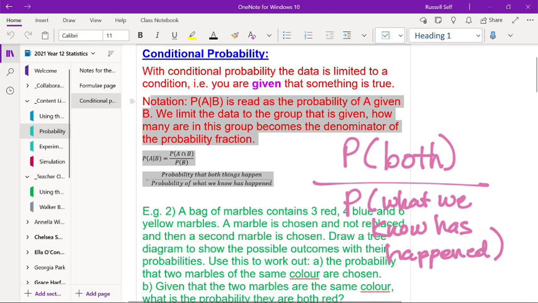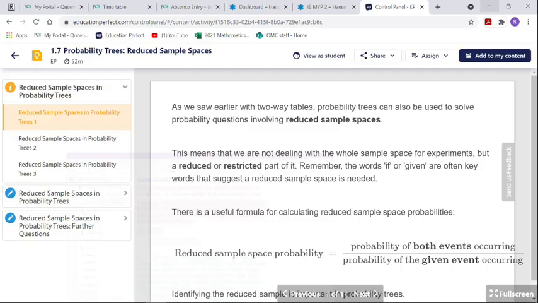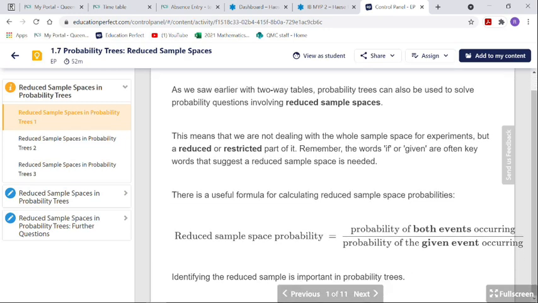Hold on. So let's go to Education Perfect and take a look at how these work and how they're worded. Okay? All right. Shh, guys. All right.